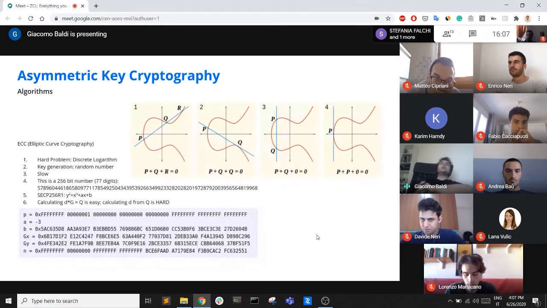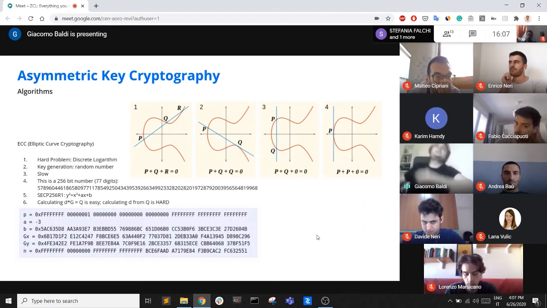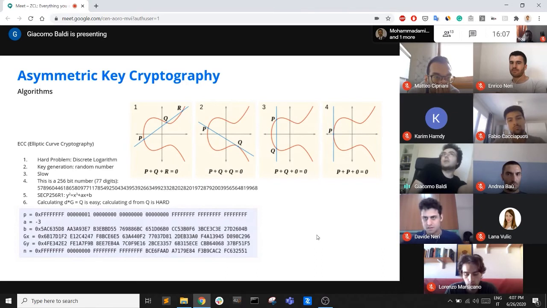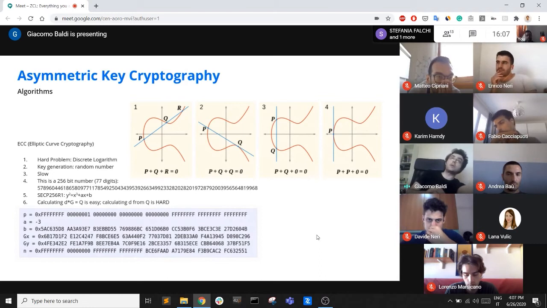Another algorithm is elliptic curve cryptography, where the hard problem is the discrete logarithm. You take an elliptic curve, which is just an equation, with integer solutions. The equation at step number 5 is quite an easy equation, but the solution is not searched in the real space, but in the integer space. Actually, in a group space, which is a mathematical abstraction for modulus operation.